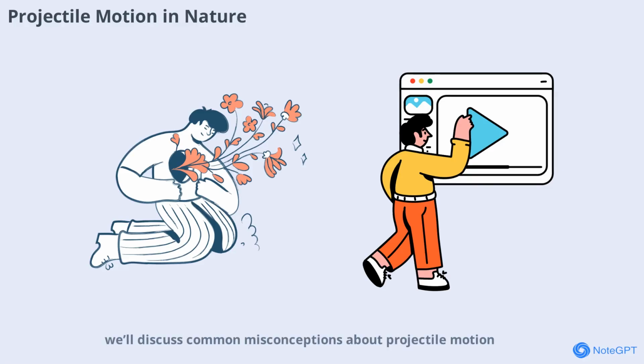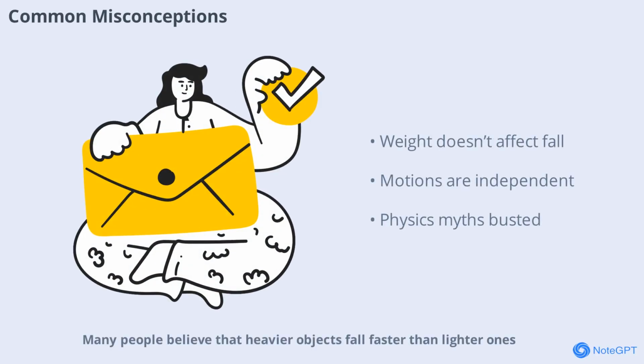Next, we'll discuss common misconceptions about projectile motion. Many people believe that heavier objects fall faster than lighter ones, but in the absence of air resistance, all objects fall at the same rate. Another misconception is that the horizontal and vertical motions affect each other, but they are independent. Clearing up these misunderstandings is important for a solid grasp of physics.